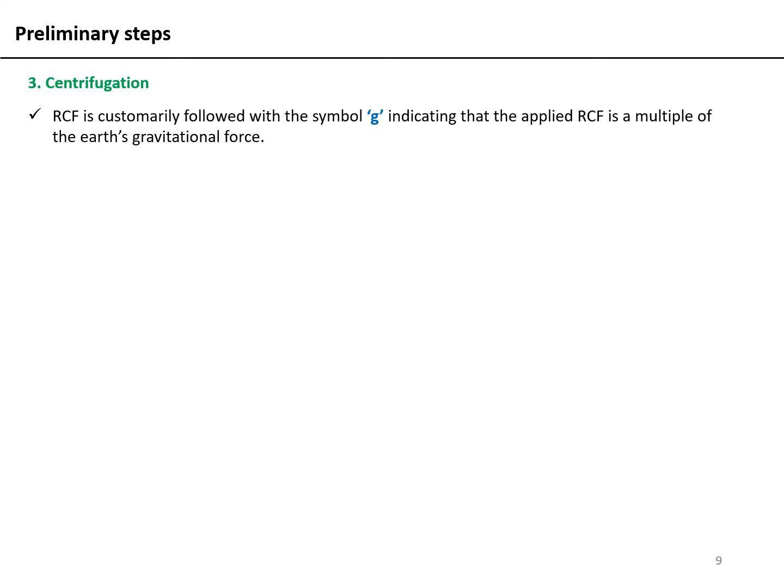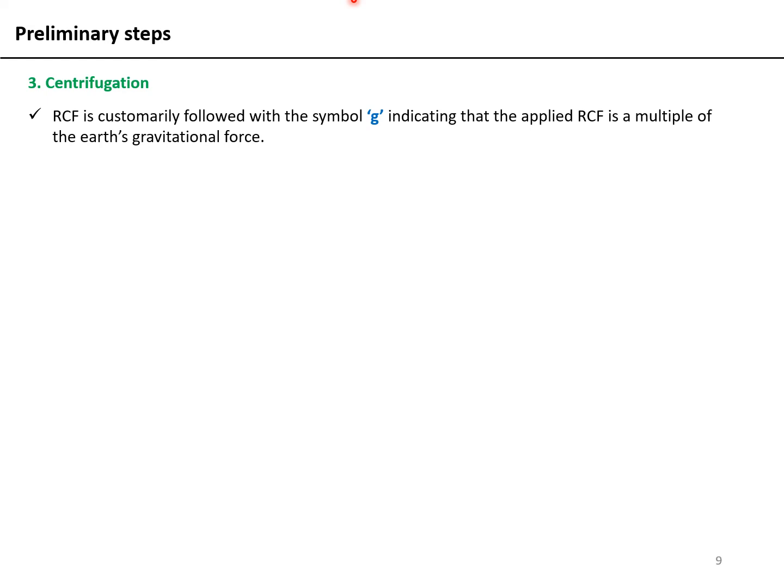So RCF is customarily followed with the symbol G, indicating that the applied RCF is a multiple of the Earth's gravitational force, because you are dividing it by the Earth's gravitational force. So whatever RCF you're getting, that is a multiple of the Earth's gravitational force. If you have read any protocols, you would see it is mentioned to spin your samples at so and so G speed, that is, spin your samples at 11,000 G RCF. So now you know what RCF means and what this G means and why it is there.